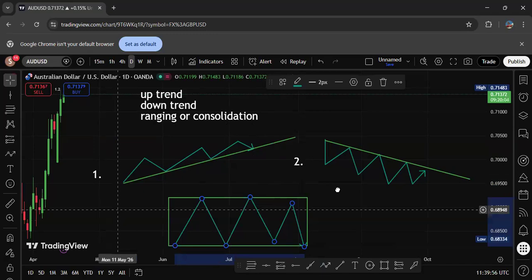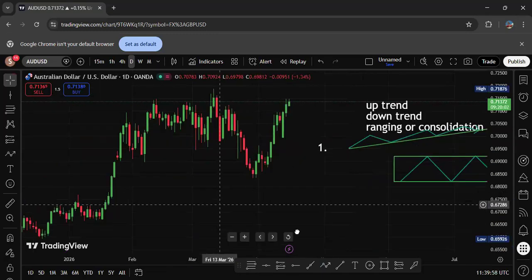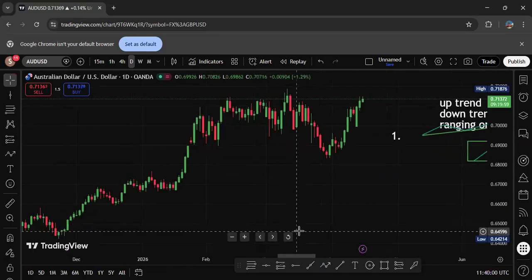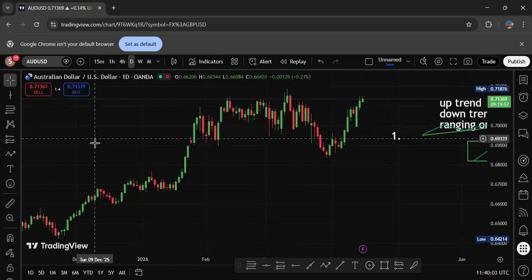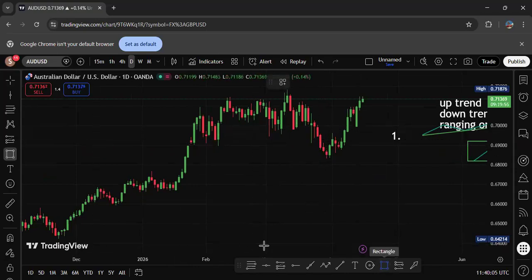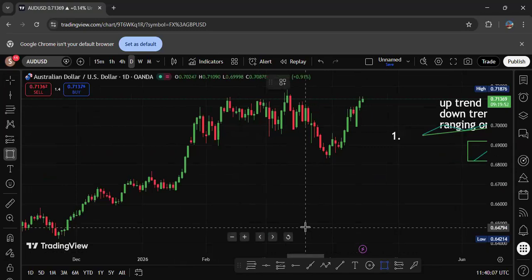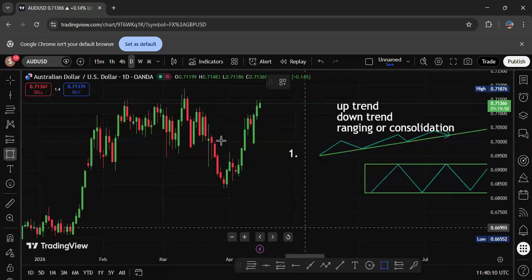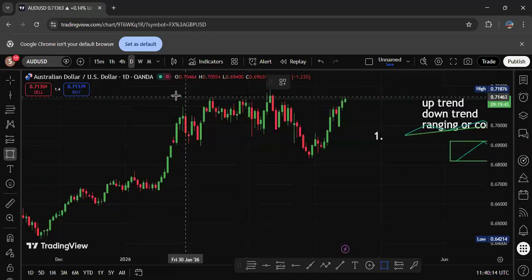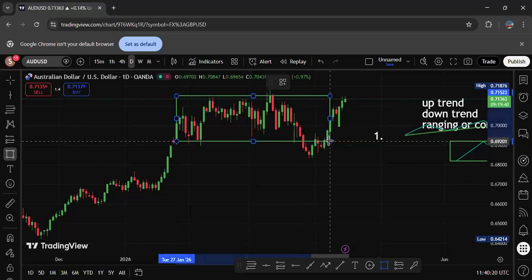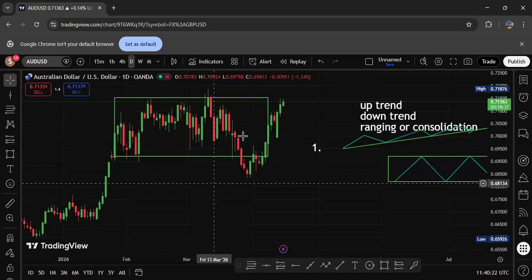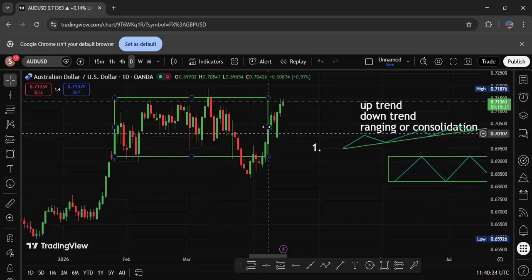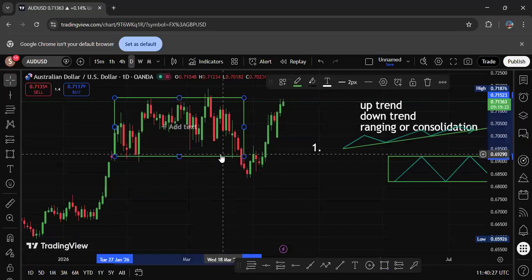So let's see a cool example. Just like AUD now. You can see from here, from February till March, April, till this April, AUD was crazily ranging. So how do you know a range? You box it. Look at this. You can just tell me now that okay, this thing has no direction.